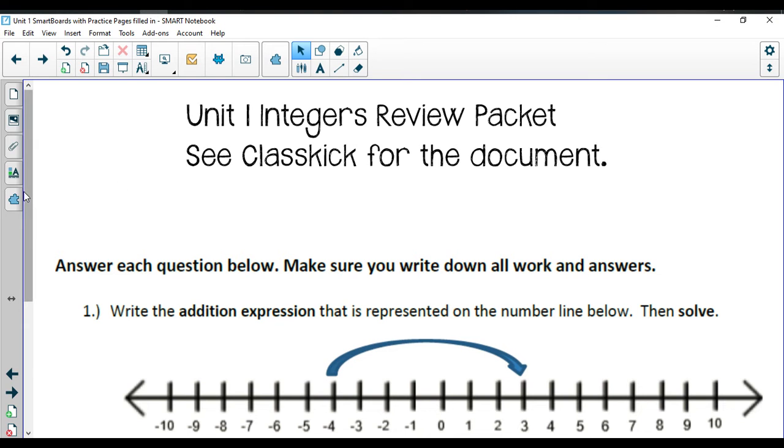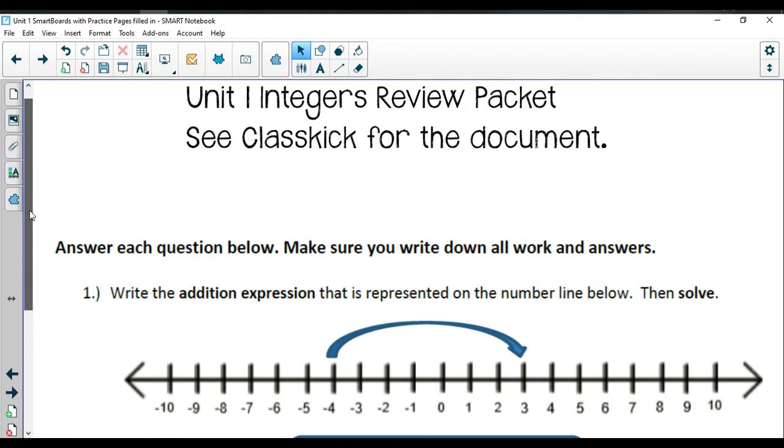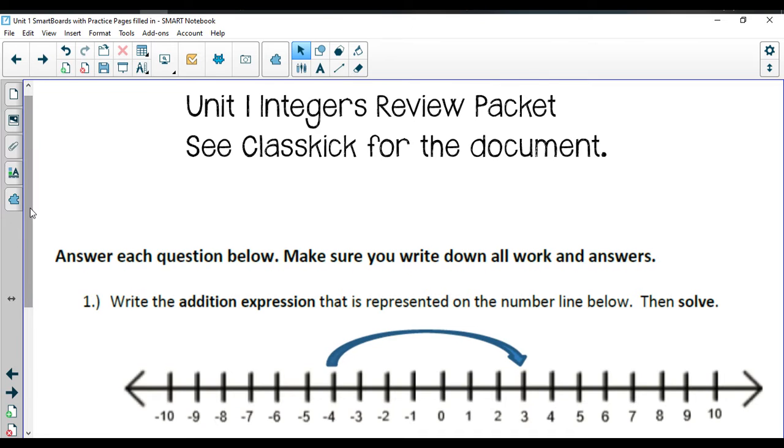This is your Unit 1 Integers review packet. So you're going to actually see ClassKick for you to see the questions on the document. And I'm going to have you pause the video, head over to ClassKick, try a problem, and then come back for this, and then just double check your answer as well. So we're going to go through, we're going to get started here.